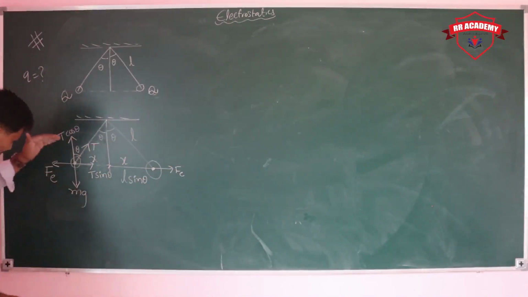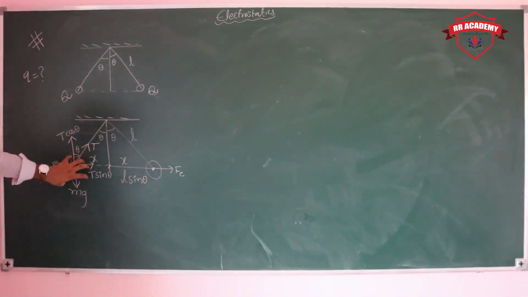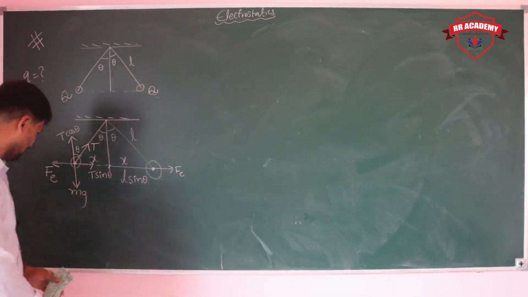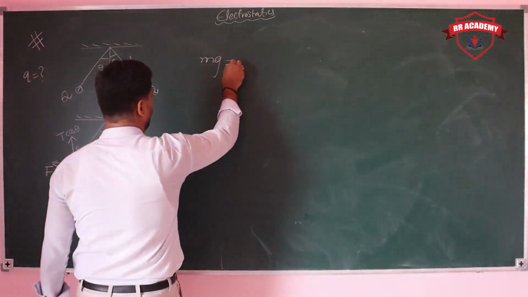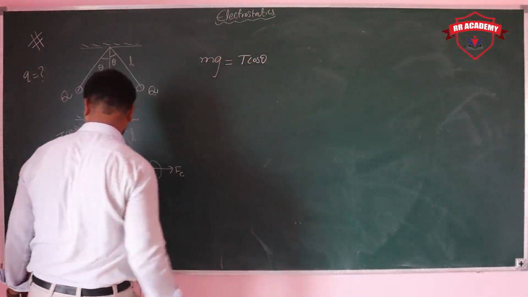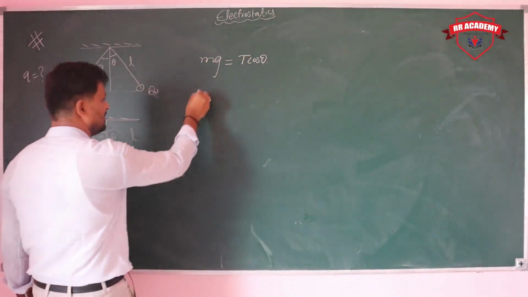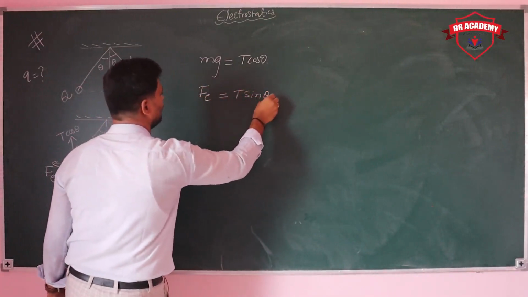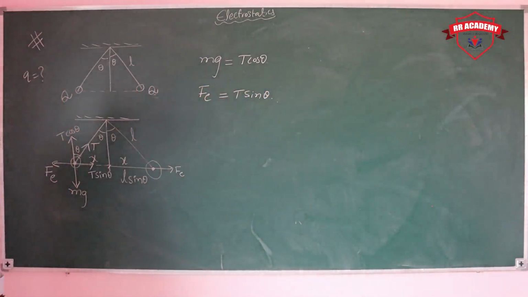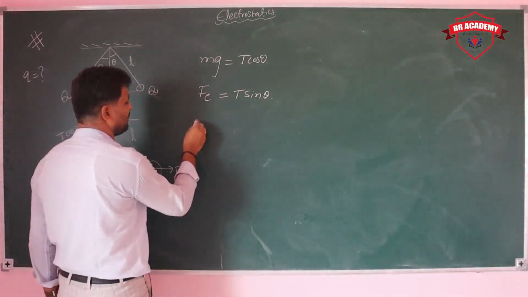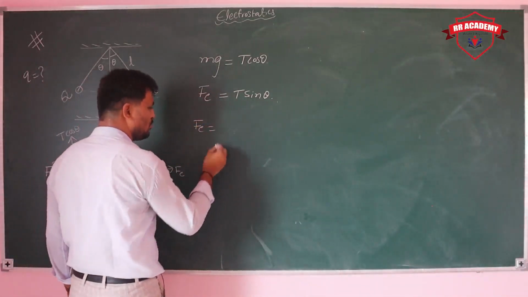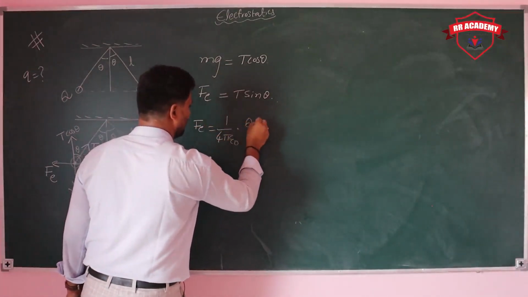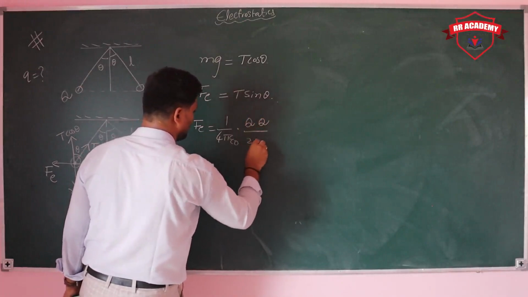So let's see on this diagram what forces are acting. Weight is acting in the downward direction: mg is equal to T cos theta, and the electrostatic force F is equal to T sin theta. You don't have the tension value, so write the value of Fe. Fe is equal to 1 by 4 pi epsilon naught, Q1 Q2 by R square, which is nothing but (2x) square.